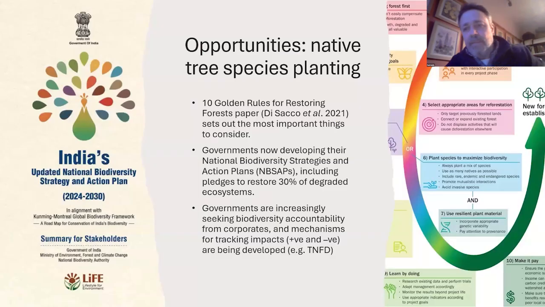We also have lots of guidance now on how to restore habitats. We have governments now developing their national biodiversity strategies and action plans, which will include pledges to restore that 30% of degraded ecosystems. And governments are also increasingly seeking accountability from corporates and others related to their biodiversity footprint, and trying to ensure that that is compensated for.